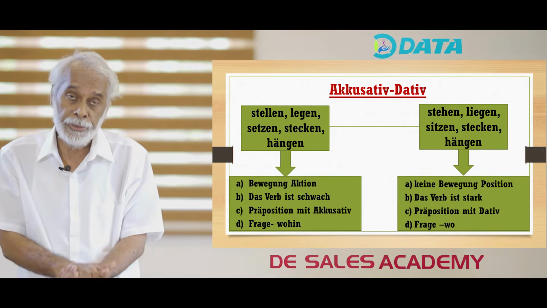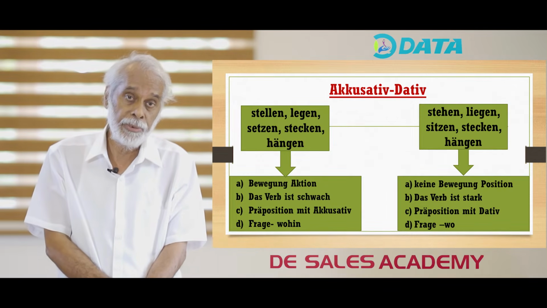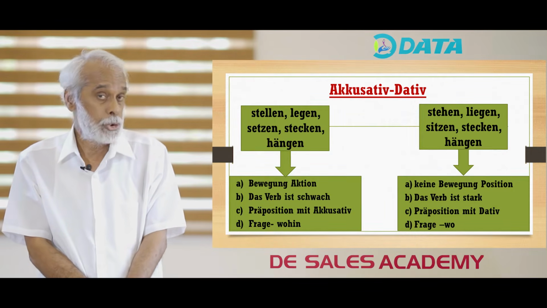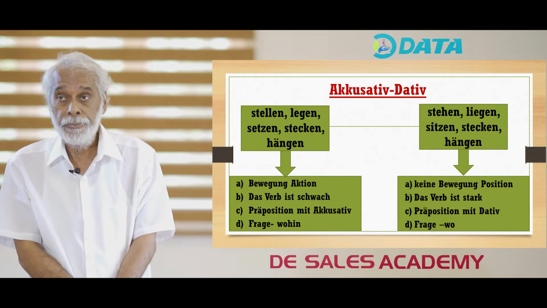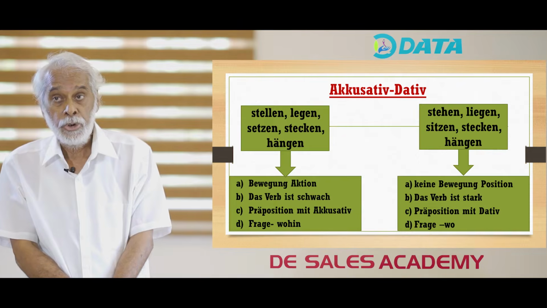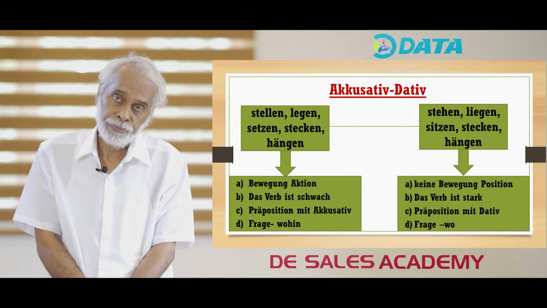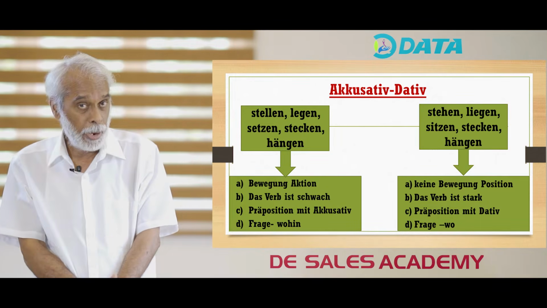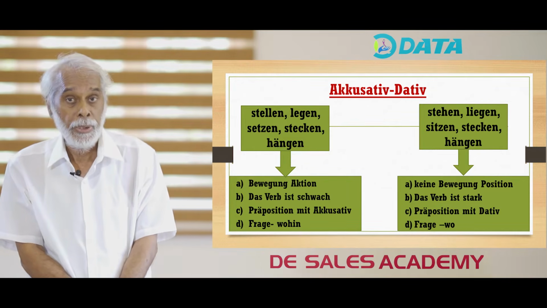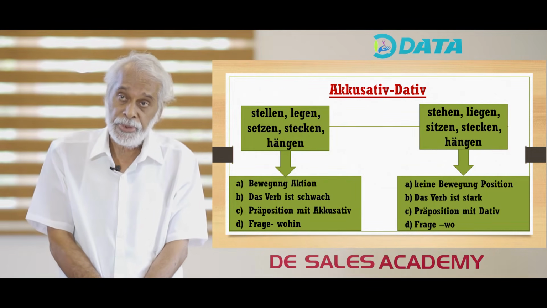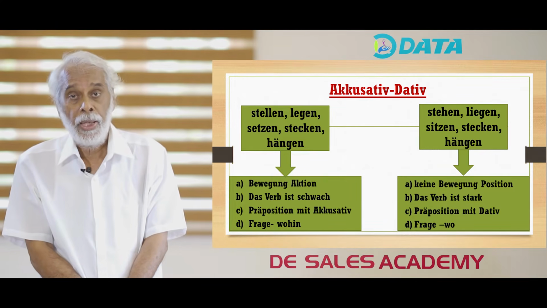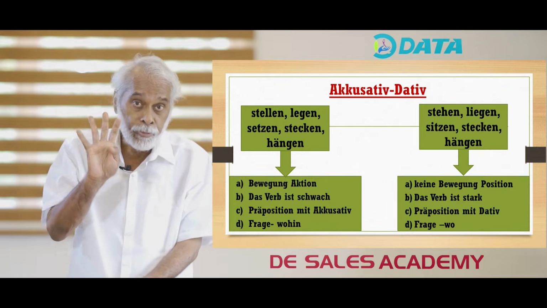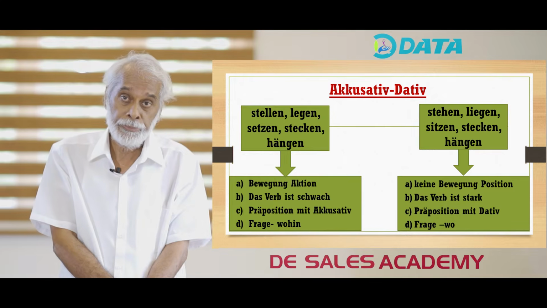On the other hand, on your right side, there also we have 5 verbs. Stehen, liegen, sitzen, stecken, hängen. Ich wiederhole die Verben noch einmal. Stehen, liegen, sitzen, stecken and hängen. With these verbs also, there are 4 important points which you have to remember.